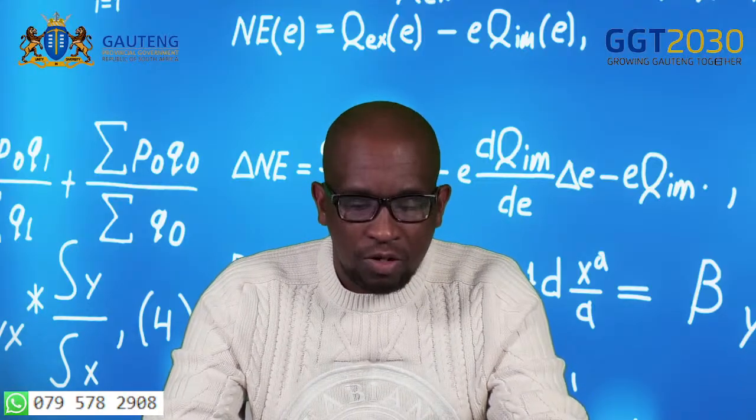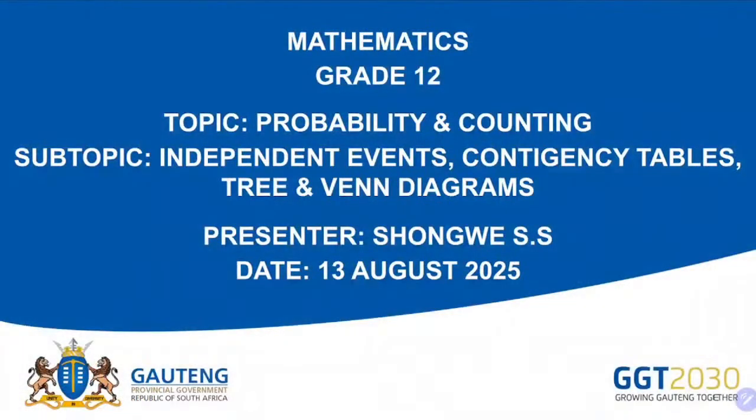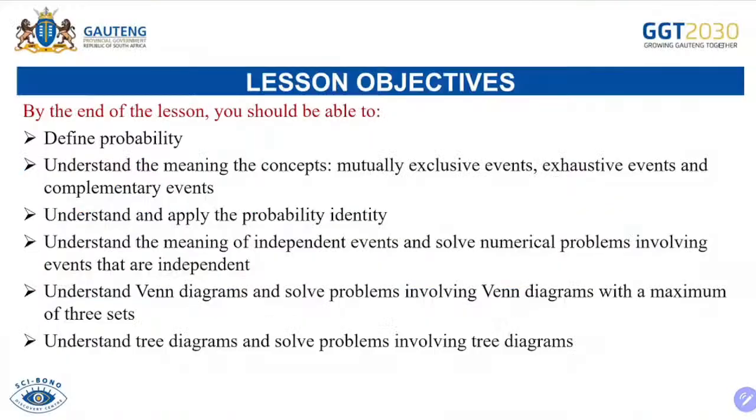All right. Today, good people, we are looking at probability. We are going to be looking at revision of concepts that were studied in grade 10 and 11 in particular. Right, let's look at our objectives for today, or lesson objectives.